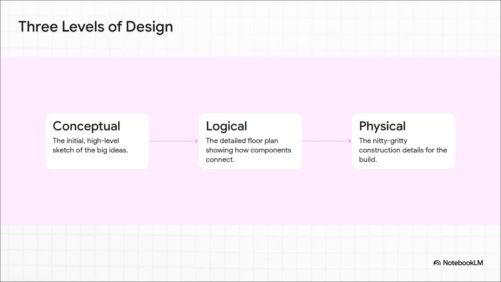And this whole process usually happens in 3 stages. First up, you've got the conceptual design. That's kind of like the architect's first sketch, the big ideas. Then comes the logical design, which is like the detailed floor plan. And finally, you get to the physical design, which has all the nitty-gritty construction details.